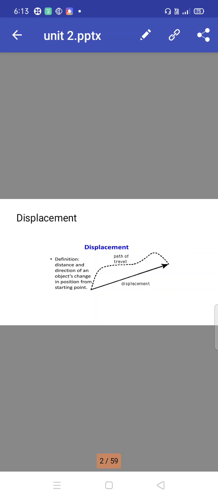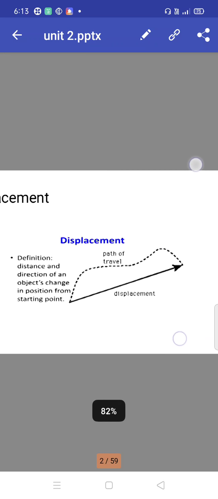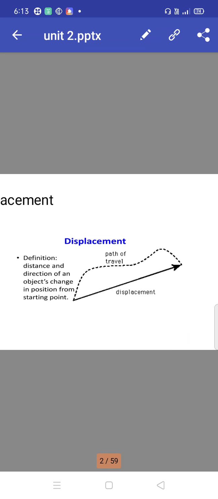Before that, we have to know certain basic things. That is displacement. The displacement is defined as the distance and the direction an object changes its position from the starting point. That is the movement of an object from one place to another place. That is called displacement.